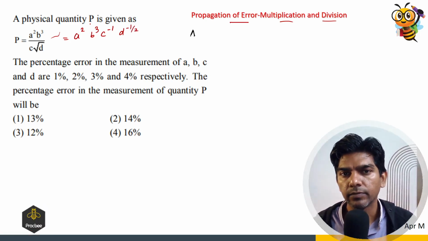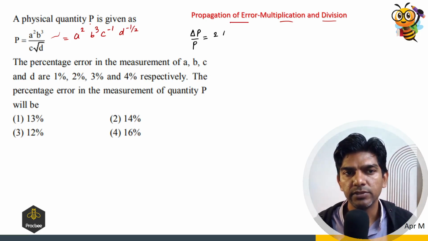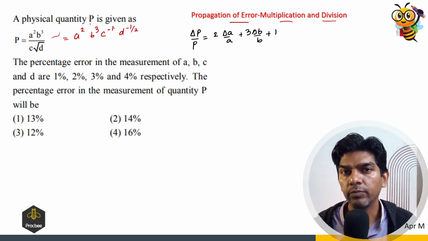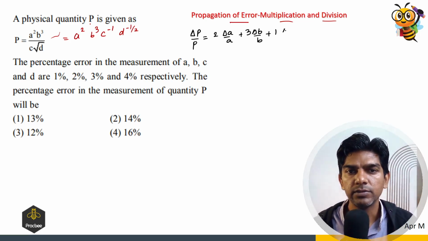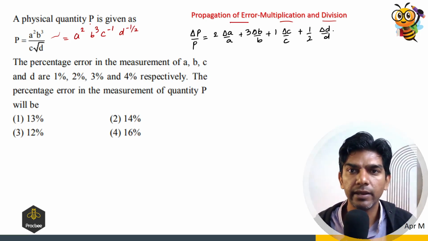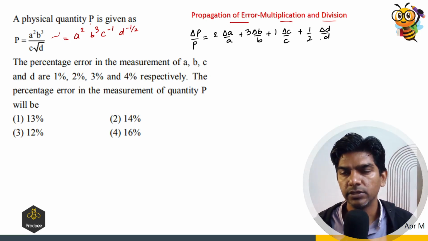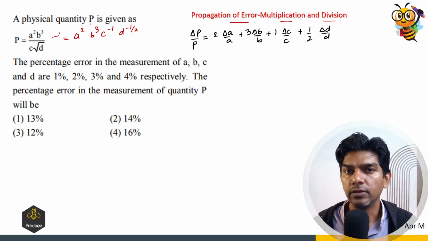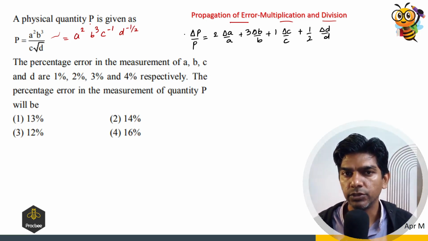the relative error in P will be equal to 2 times the relative error in A plus 3 times the relative error in B plus 1. So I'm not taking minus 1 because we want to find the maximum relative error that is possible in P. So it will be 1 times delta C by C plus 1 by 2 times delta D by D. So basically I have just multiplied relative error with the exponents. So this you have to remember. And if you want to find the percentage error, we can multiply this equation with 100.